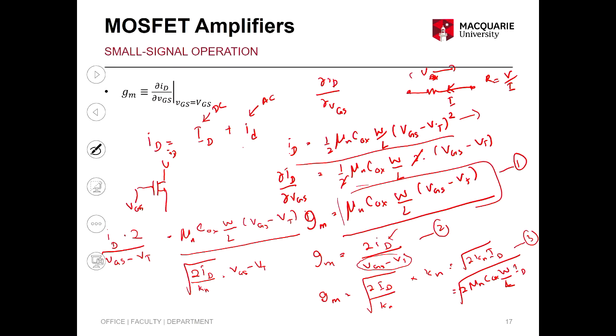So for example, you get a question, let's say a circuit is given, you have the ID current, and VGS is given. The easiest way to find GM is just to use the second formula, because you don't have to do any of these, because ID is given, VGS and VT are given.